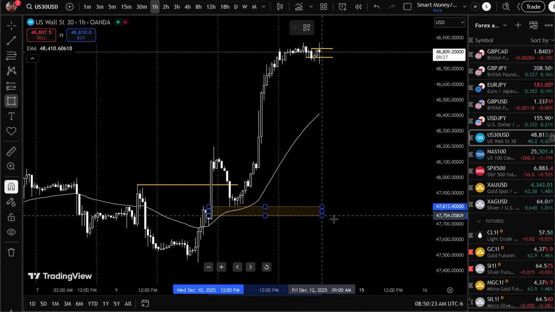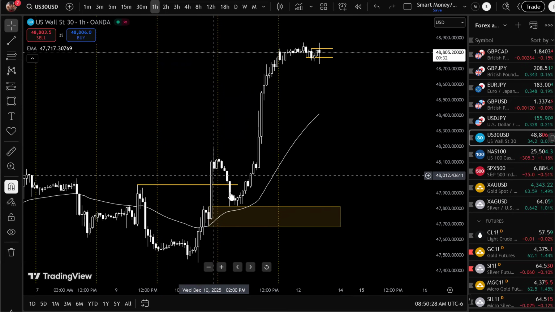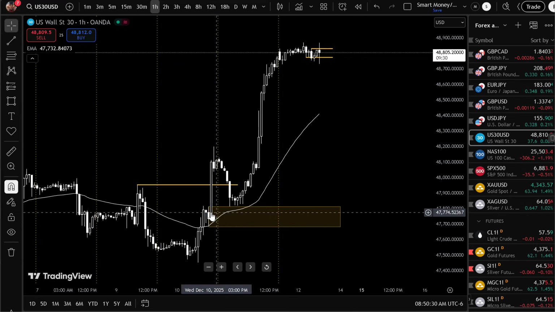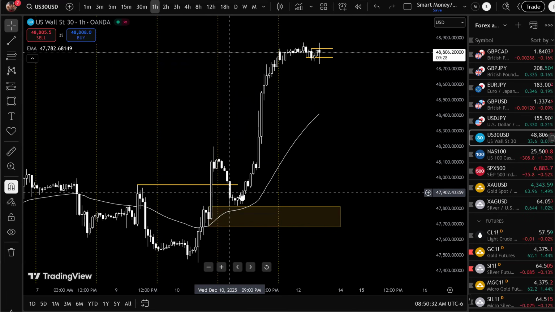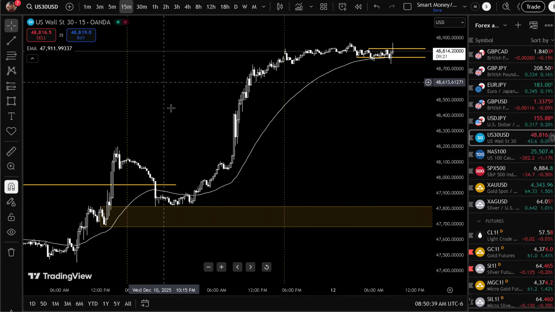You don't even have to go down to the lower. Well, you do, but okay. So we got order block here. It didn't quite reach the order block, but it's still in the fair value gap. That's still an area of liquidity. All right. 15 minute. Let's take a look at the 15.